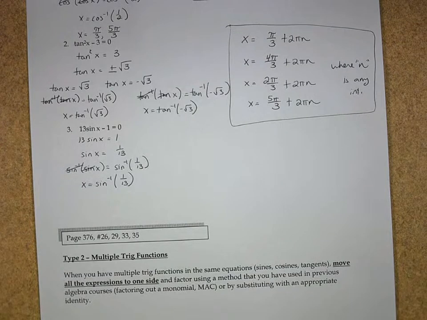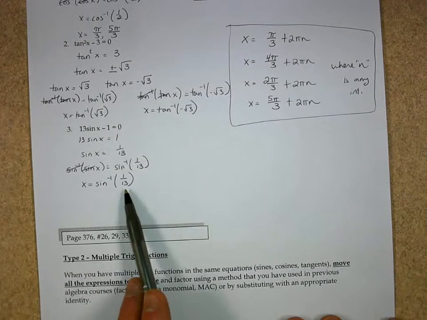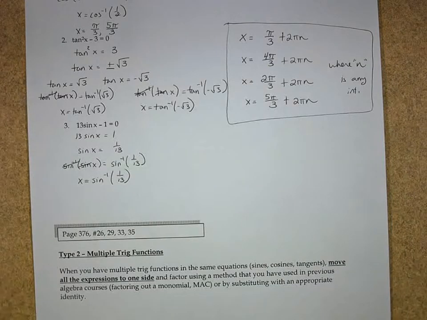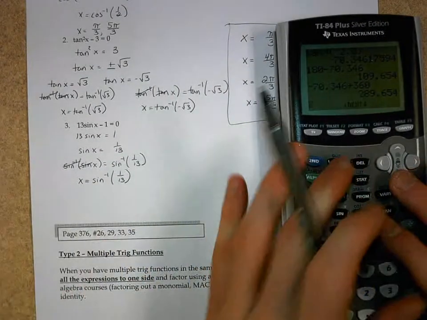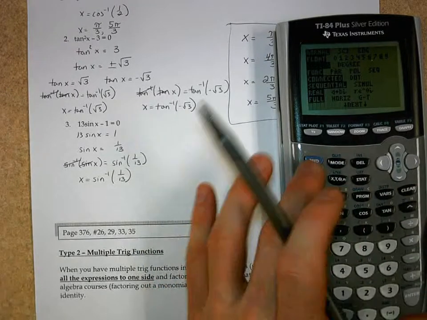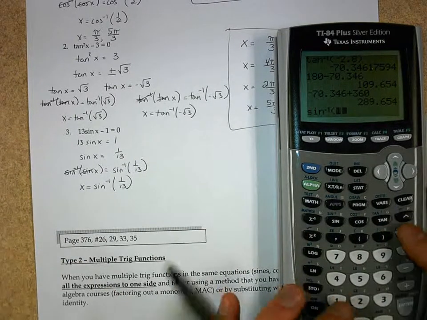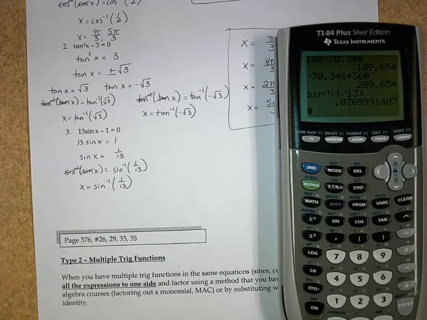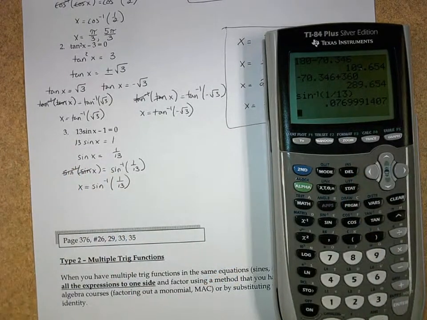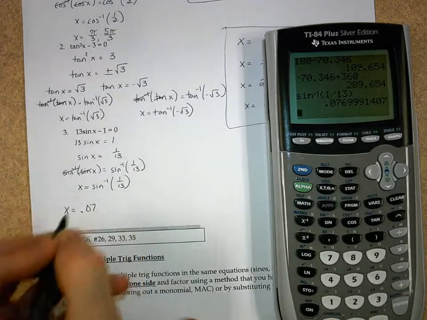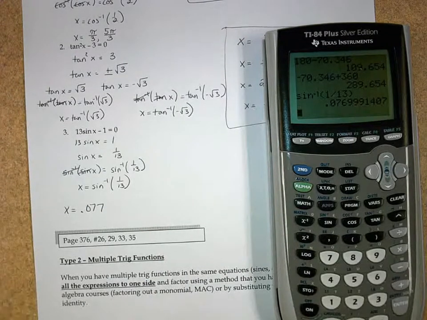Now this is one that I cannot do using the unit circle. 1/13 is not on the unit circle, so I have to go to my calculator for this. And for this, I've got to make sure my mode is in radian mode. So we'll start sine inverse of 1 divided by 13. And I get this radian measurement, 0.076999147. So I know my first solution is going to be 0.077, rounded to 3 decimal places.